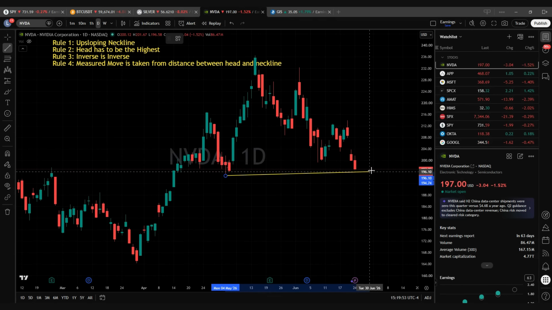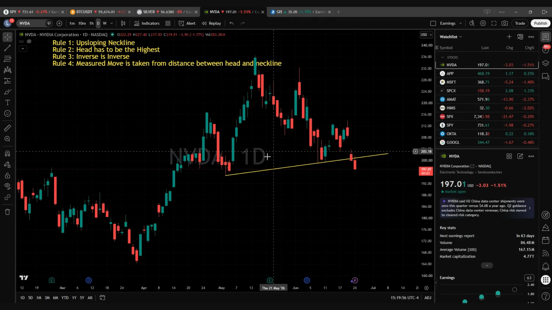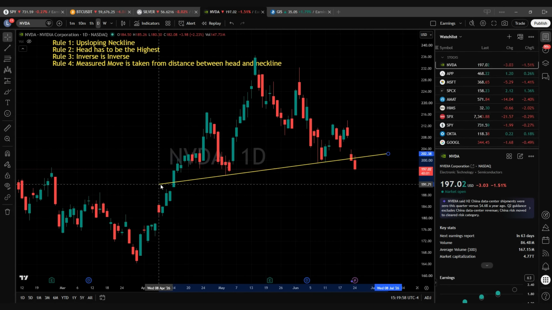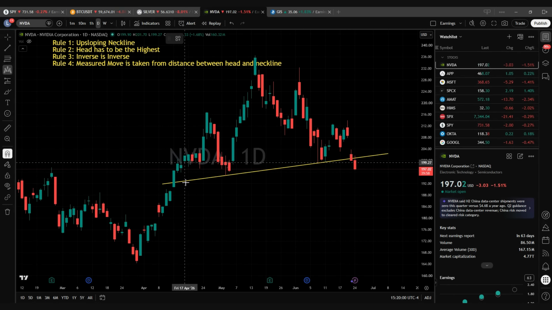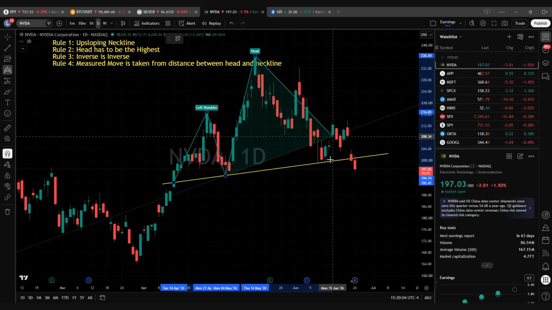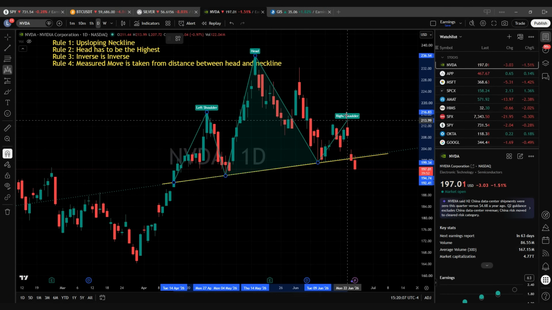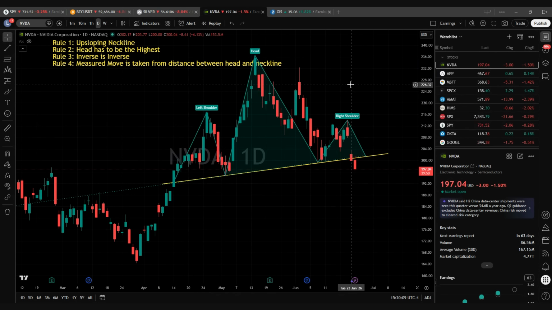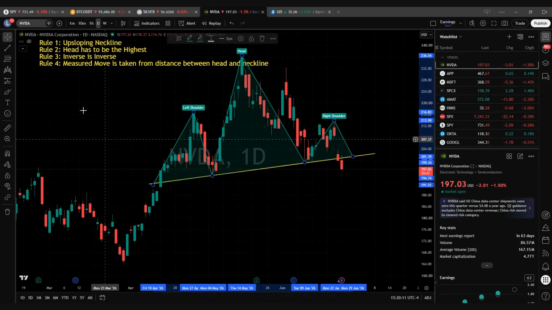Look for the armpit. 1 armpit, 2 armpits right here. Boom. And look at that. We have a secondary head and shoulders pattern with a different set of measured moves. Again, funny looking shoulder, doesn't matter. Still absolutely valid.